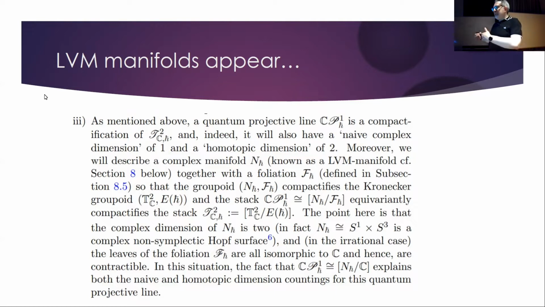has an action. The generic leaves look like C, a copy of the complex plane. And so now this complex manifold, this Hopf surface, has an action of the complex plane, and the quotient of the Hopf surface by this action of the complex plane is this stack. Because the foliation is holomorphic, the action is holomorphic, the manifold is complex, this ends up being a Kähler stack, highly non-separated, nevertheless a Kähler stack.